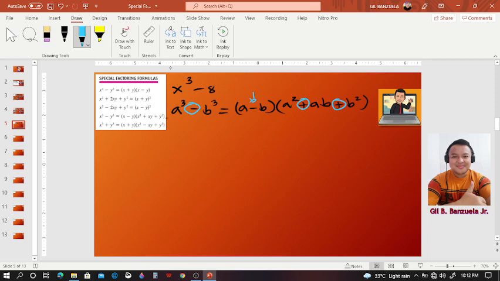Okay, so you have to take note of that. So let's try to answer the problem. x cubed minus 8. The first thing that we're going to do, guys, is to identify what our a and b are. So how to do that? We have to get the cube root. This time we are going to get the cube root of both x cubed and 8.